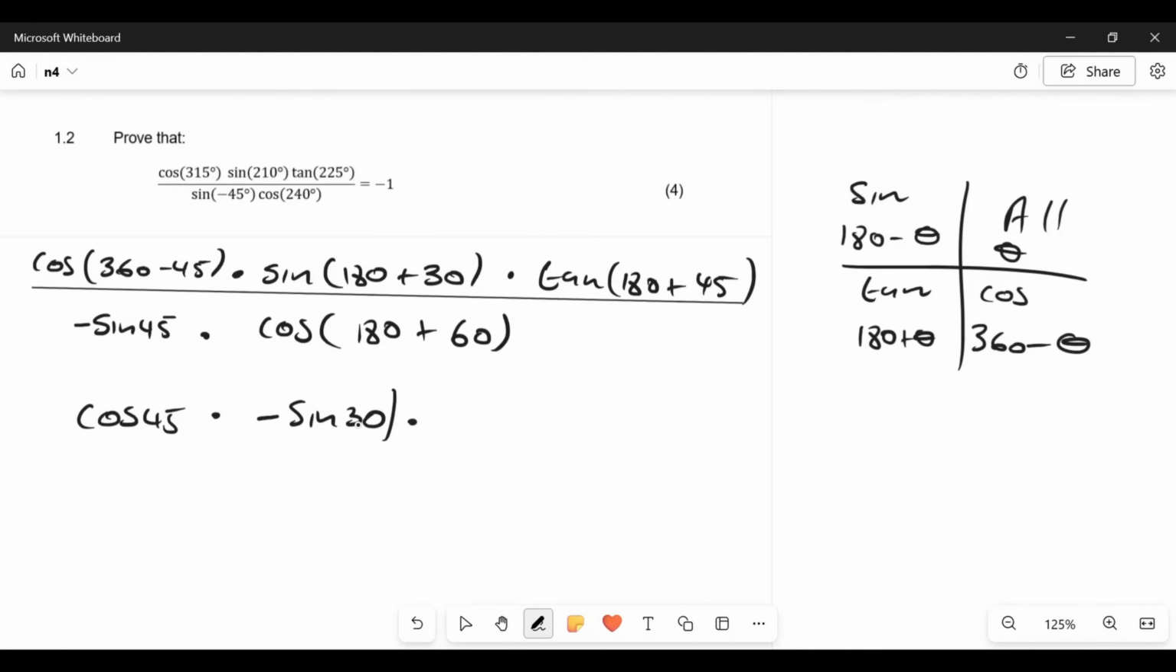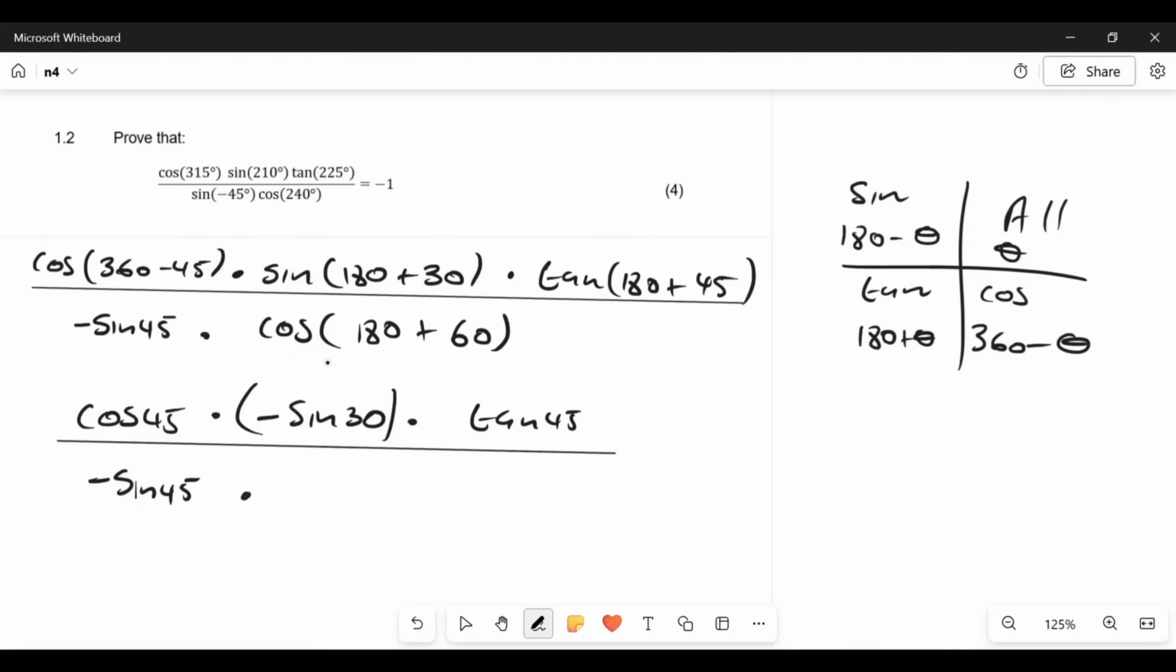Now, let's not forget this is multiplied. We have tan(180 + 45). This is the third quadrant. When you say 180 plus, that's the third quadrant. In the third quadrant, tan is positive. So it's going to be tan 45. There we go. And then we divide there. Right? When you divide, this negative sine 45 is still okay, people.